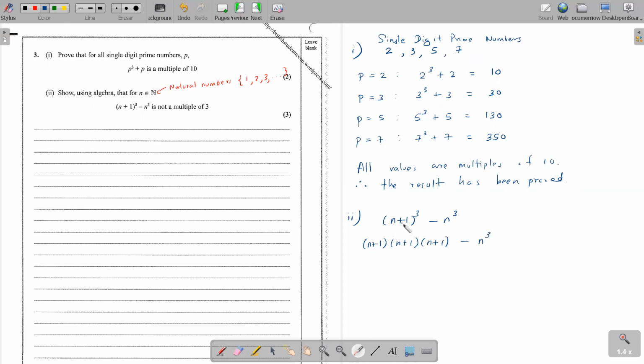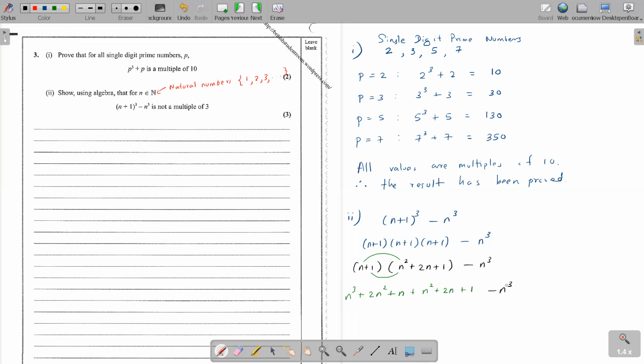You could use binomial expansion here using nC0, or you could open manually. It's up to you which way you use. Okay, so I'll open manually. So n plus 1 times n plus 1 gives n square plus 2n plus 1. And again, open this bracket: n into n square is n cube, plus 2n square plus n. And then starting with 1 again, plus 1 n square plus 2n plus 1, minus n cube.